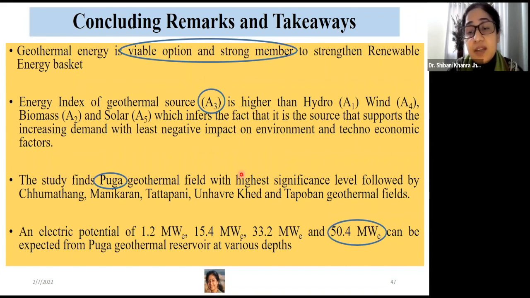And also in terms of numerics, if we look into the electric potential, which was quite promising, as you can see at reservoir 4, which is at nearly about 1,800 meters depth, it is 50.4 megawatt electric, which can be expected from the Puga geothermal reservoir at one particular depth. However, there is the possibility of exploration from different depths, so that will again be cumulative. So this is the minimum expected potential which can be expected from this field. With some of these takeaways, let me conclude my talk here itself.